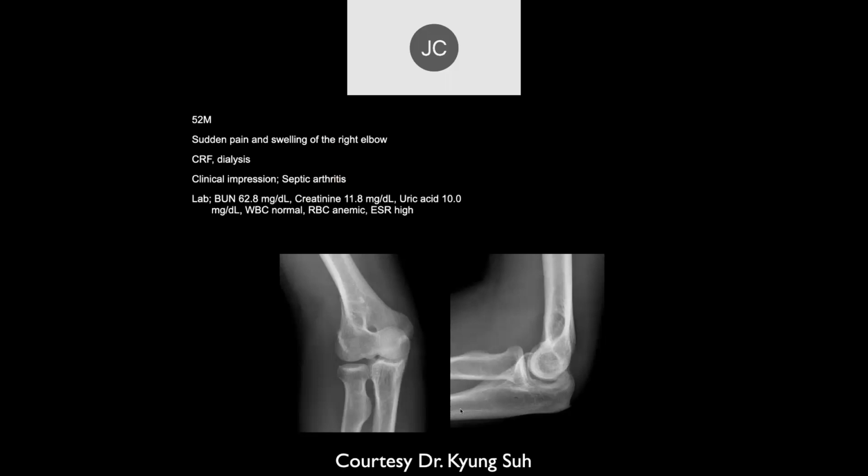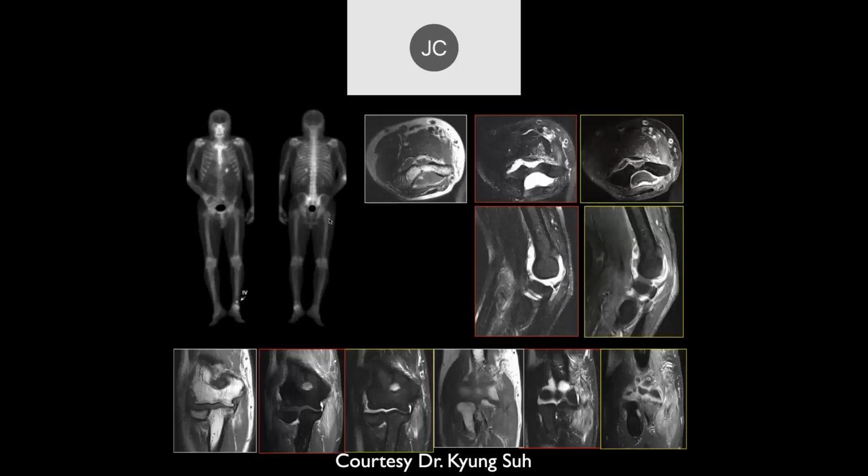All right, so we have a 52-year-old with pain and swelling of the right elbow, CRF, dialysis, concern for septic arthritis. Don't know that I see a whole lot here. A lot of renal disease. Okay. All right, that's more like it. So there's a joint effusion, some synovial thickening and enhancement.